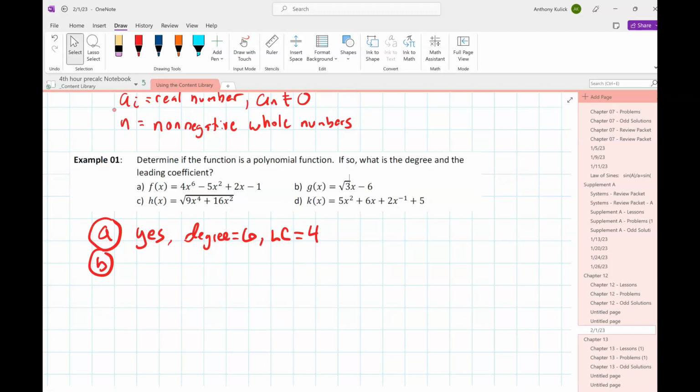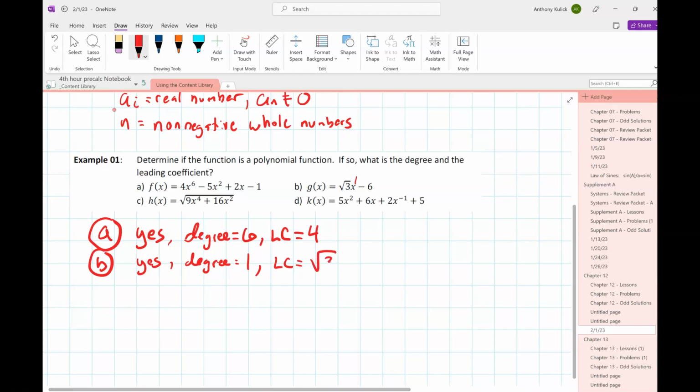So this is a polynomial. If the square root had extended over the x, it would not be a polynomial. So we do have to be really careful about that. But since the square root is only involving the coefficient, the square root of 3 is still a real number, so that's fine. What's the degree for this polynomial? 1, very good, because the biggest exponent on the variable is a 1 on the x. So my leading coefficient then is square root 3. Everybody feel good on that?